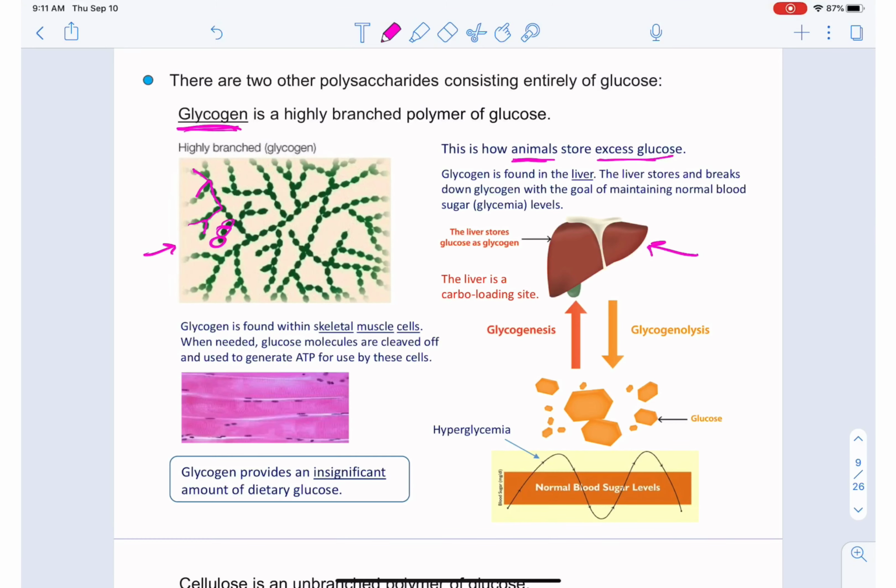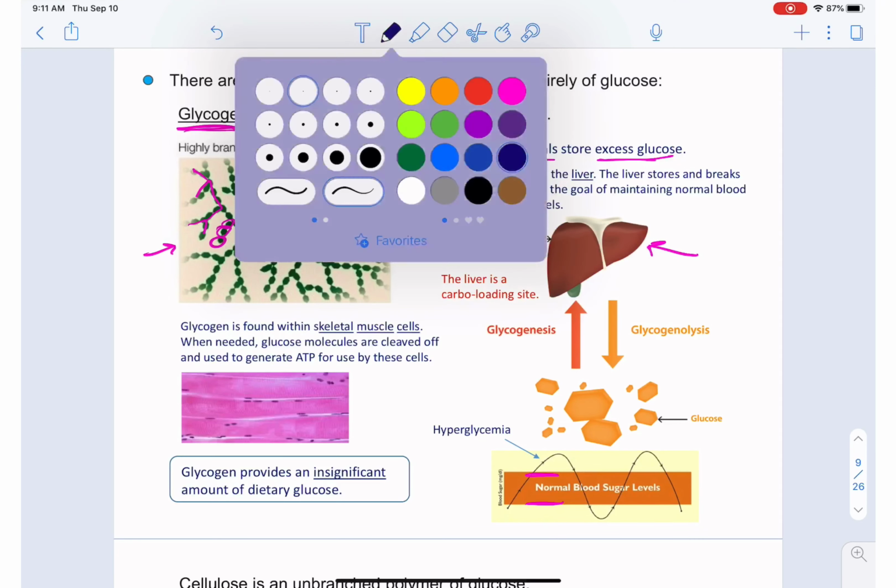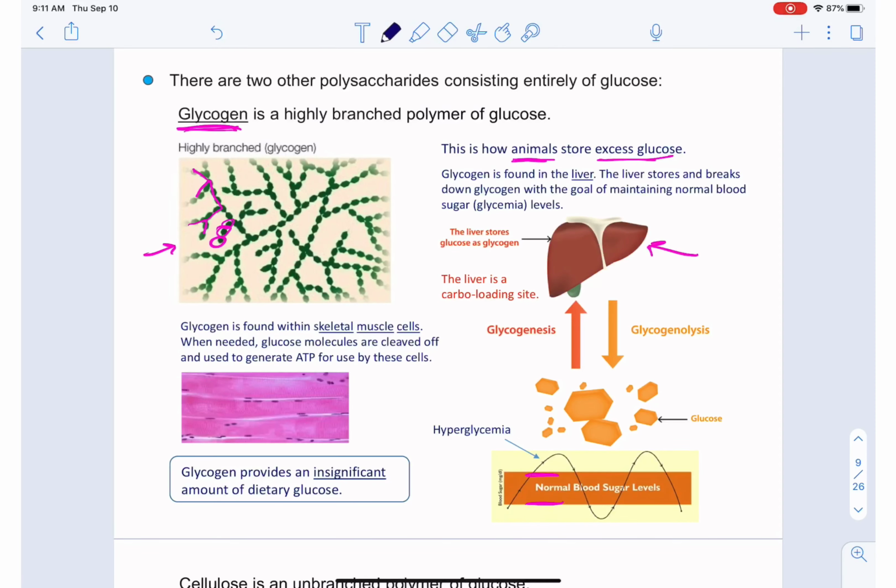So here we have our normal blood sugar levels. And after a meal, your blood sugar goes up. And eventually it's going to get to levels that are above where we want them. We have too much glucose in the blood. Well, what are we going to do with that glucose? That's an important energy source, and we just don't want to get rid of it. That's where the liver comes into play.